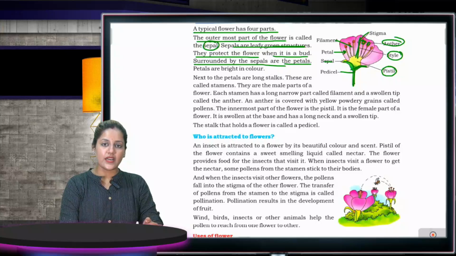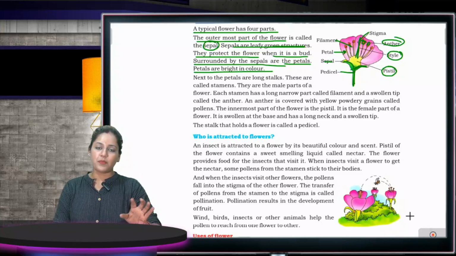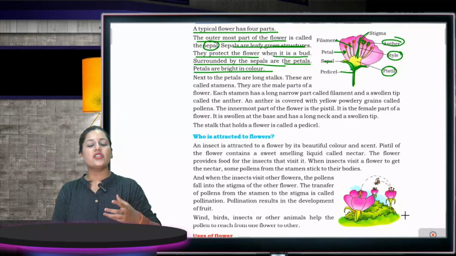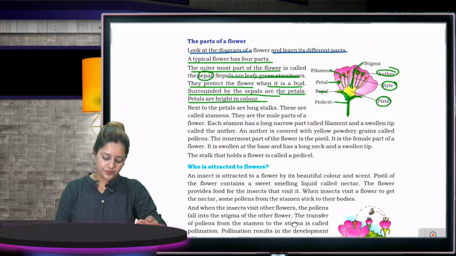Surrounded by the sepals are the petals. Petals are bright in color. So after the sepals, there are petals that are bright in color. Have you seen that rose is white, rose is yellow, rose is red? So because of the petals' color, you can recognize them.